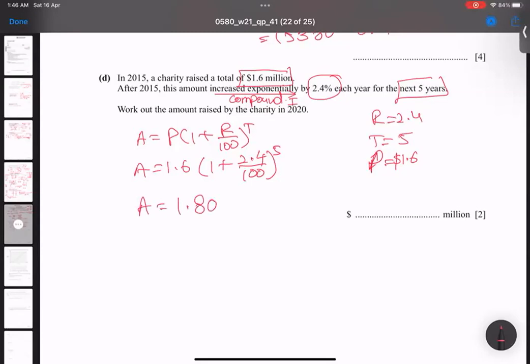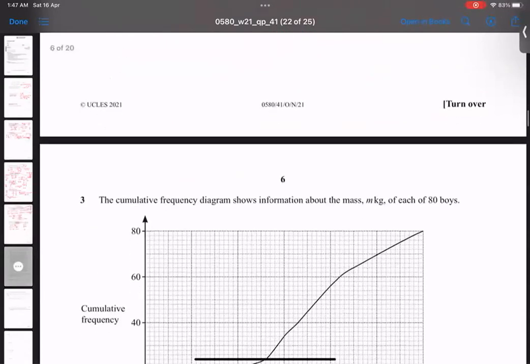1.80 million. Okay, so we have a, all right, so dollar 1.8 million or 1.80 million, no problem at all. So we have done question number 2 even. So let's talk about the next question.